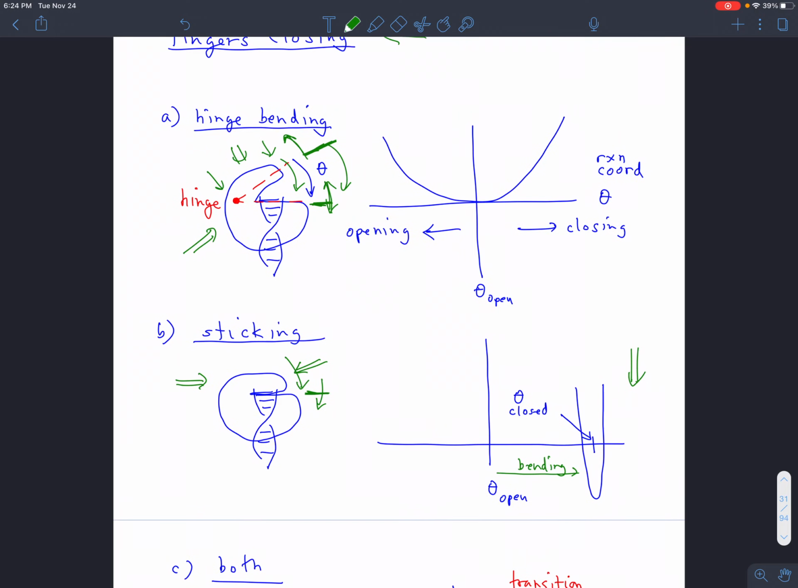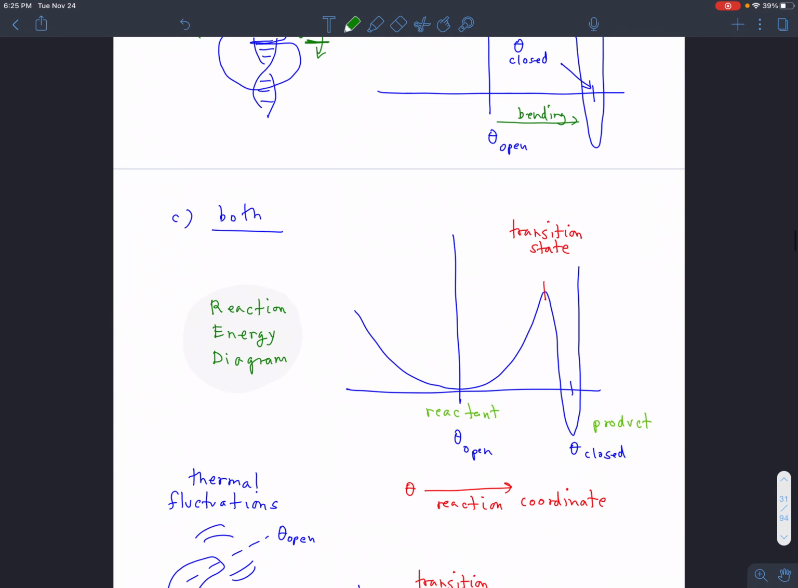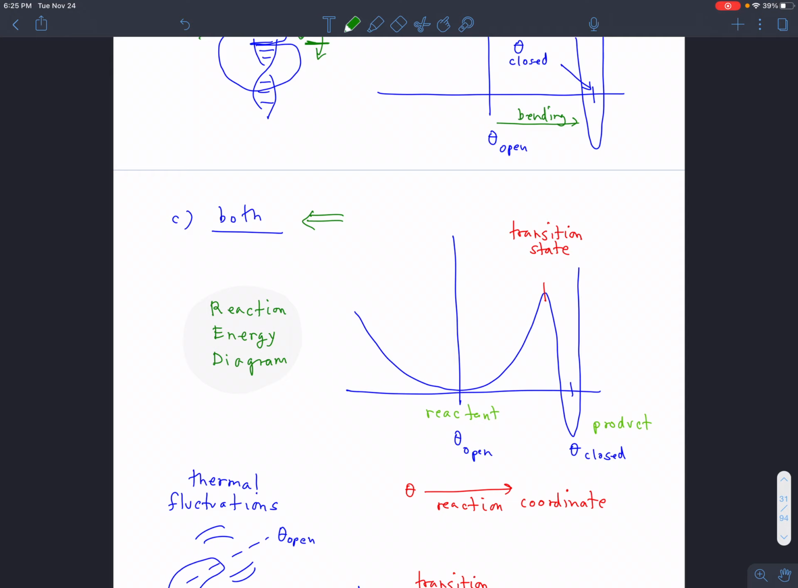Well, we can combine these two pictures. One is bending, one is sticking. If we do both things at once, then we get a potential energy curve that looks like this. This says that as we start out at neutral here and we start bending, we go up in energy until we start sticking, and then we go down in energy, and if the sticking is strong enough, you can go even below to an energy that's below where you started, right? If it sticks hard enough to overcome the bending, then you get to lower energy even than you started with.